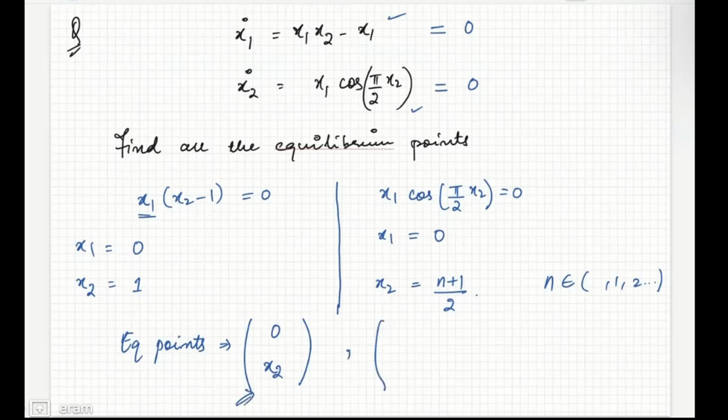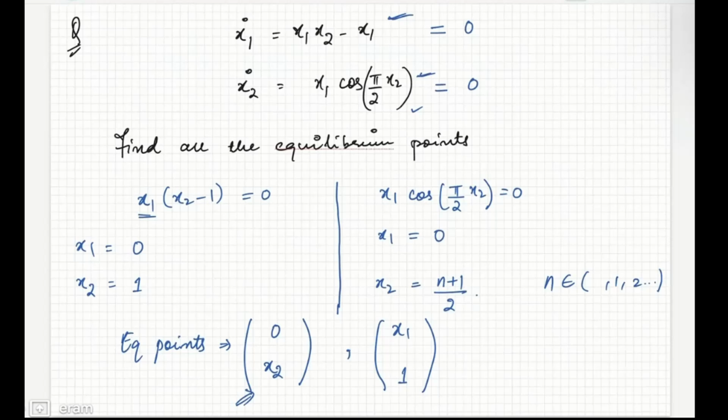Can we make another set of equilibrium points? The first dynamics can be made 0 by x2 equals 1. So x2 equals 1 will make this 0 and it will also make this term 0. That means x1 can be arbitrary, so we can write it as x1. Are there any other possibilities that will make both the dynamics 0 at the same time? No, I feel. Yes.